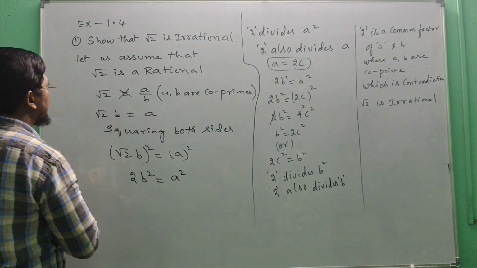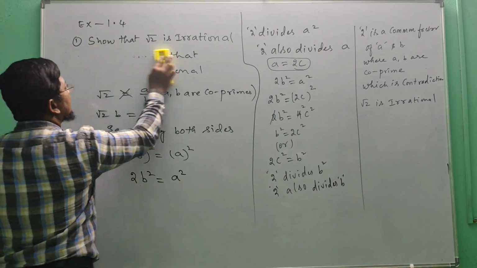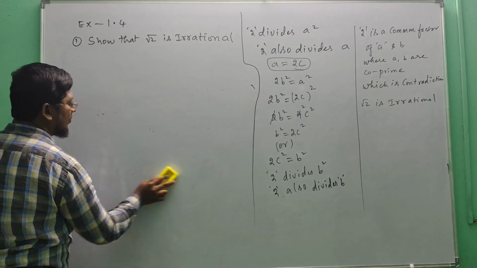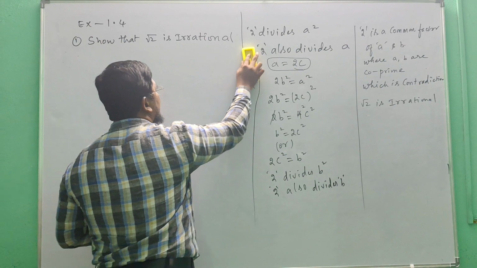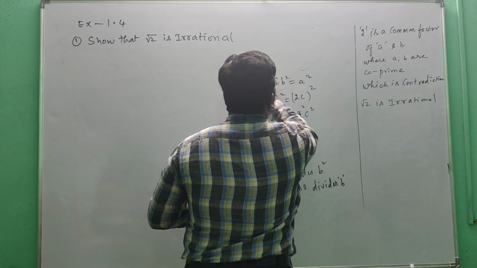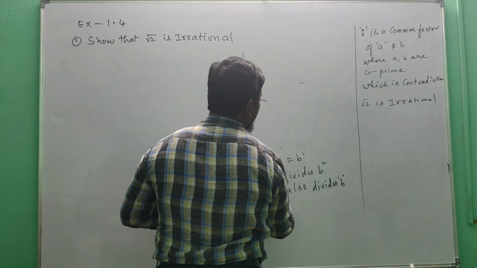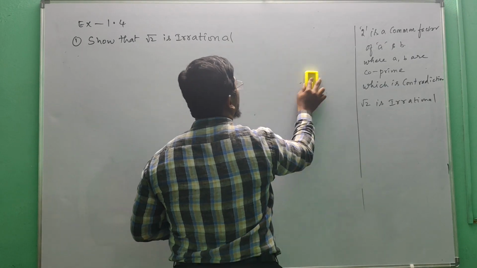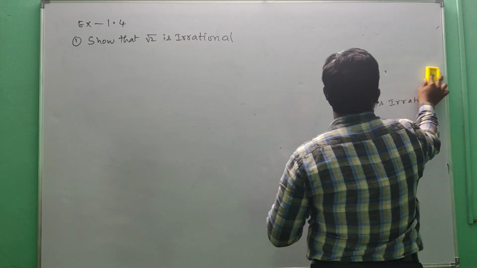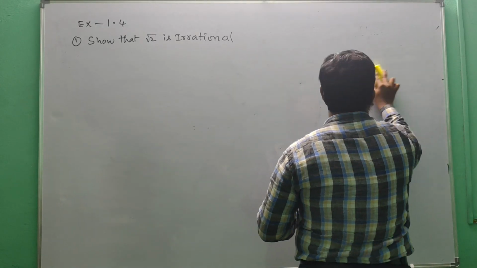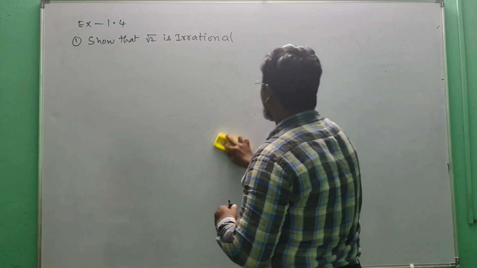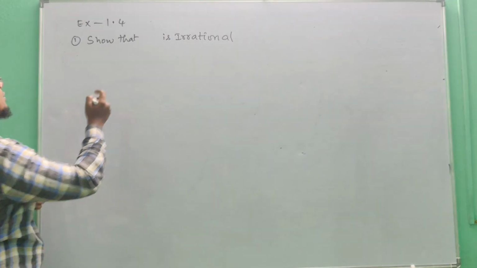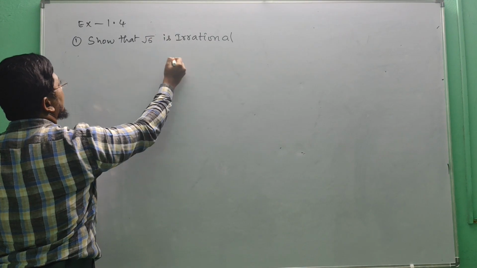Okay, my second question is, show that root 5 is irrational. Root 5 is irrational.